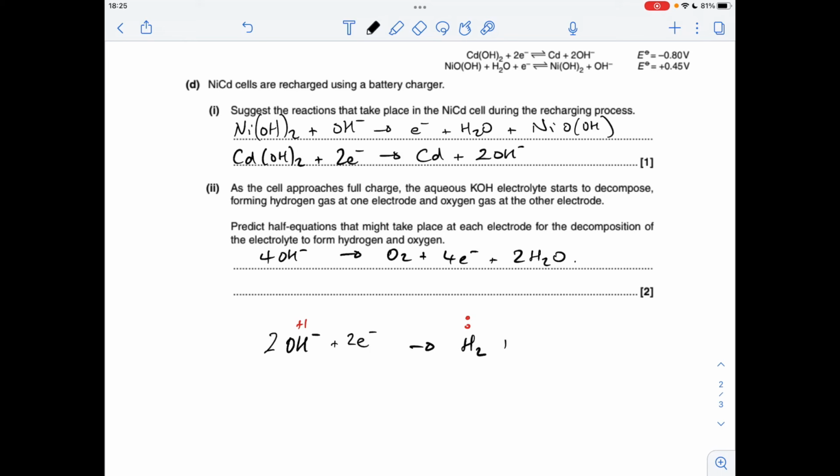So if I put 4 hydroxide ions on the right, obviously we're going to have to cancel down now, so they're going to disappear, and that's going to go to 2. So in terms of atoms, I've got no atoms left on the left, and I've got 4 hydrogens on the right and 2 oxygens. So if I put 2 H2Os in there, that should sort it out.